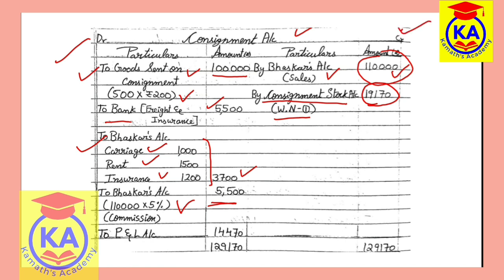So if we add debit side and credit side, the credit side will be more than the debit side. So it is profit on consignment. This difference will be transferred to the profit and loss account. So in bracket you have to write profit on consignment. So 14,470 will be the difference. You should write it in the debit side of the consignment account. So if you total, we are going to get 129,170.